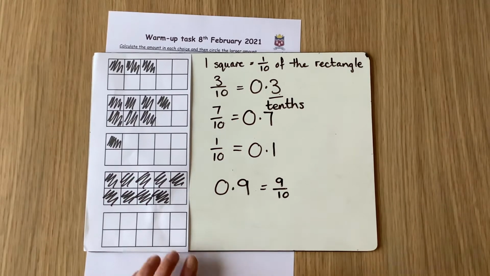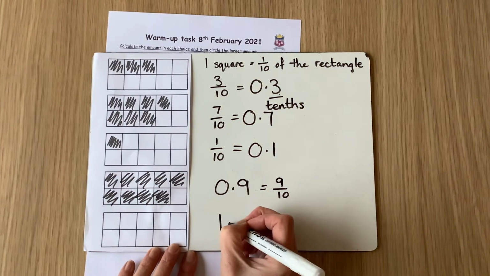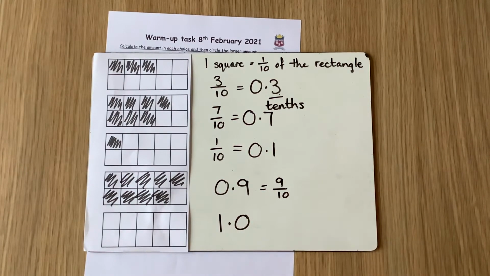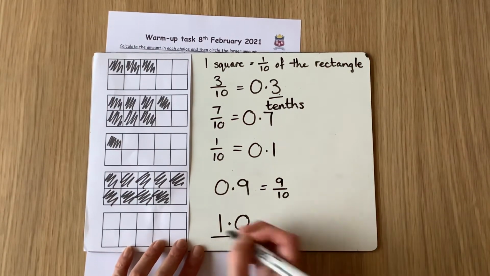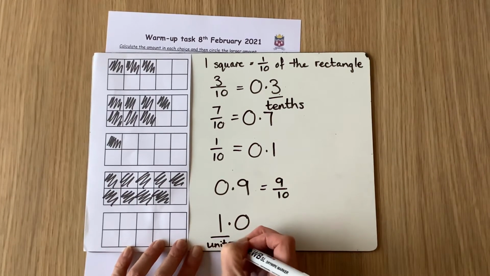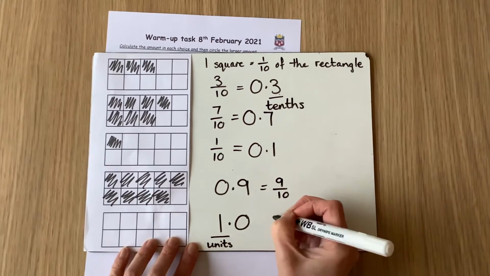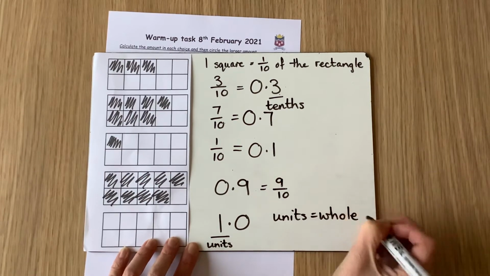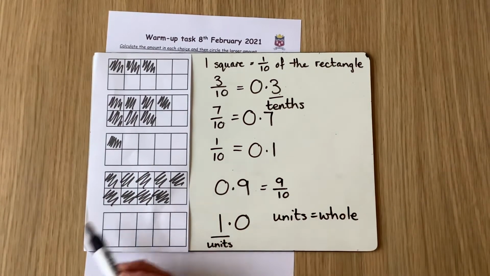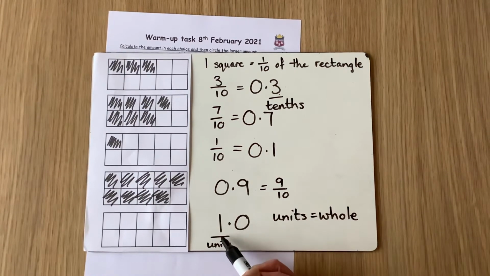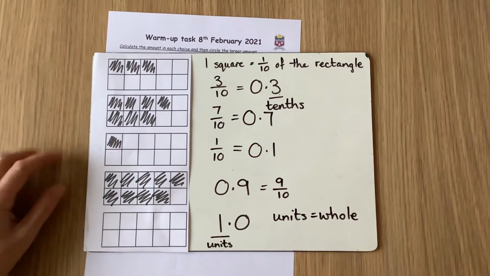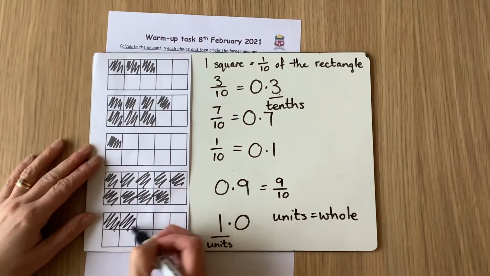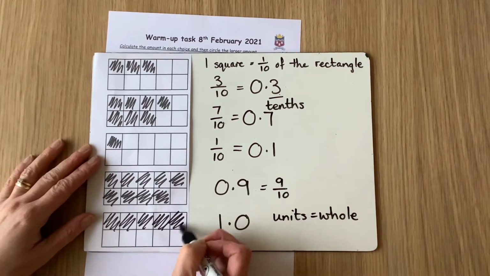What would it mean if I asked you to go and colour in 1.0? Well, if the number after the decimal point is the tenths, the number before the decimal point, that's the units number. The units number is telling me about the whole thing. How many whole shapes do I need to colour in? If it tells me 1.0, well, 1.0 means I actually have to colour in one whole rectangle.